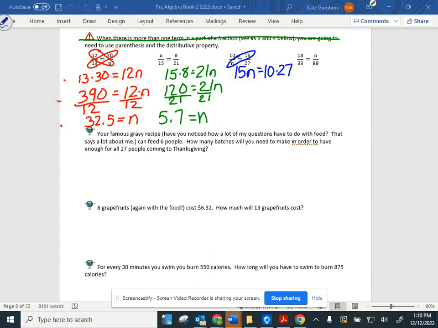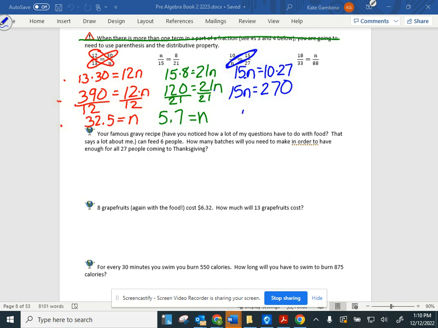Does it matter if I put my n part on the right side or on the left side? It doesn't matter, because we could say 3 times 2 equals 2 times 3. It doesn't matter which side we put it on, right? It's multiplication. So we can put the n on the left, we can put the n on the right, as long as we're multiplying it by the right thing. As long as we're doing the cross product. We don't want to go straight across, we want to do cross. We don't want to do n times 27. So what is 10 times 27? 270.